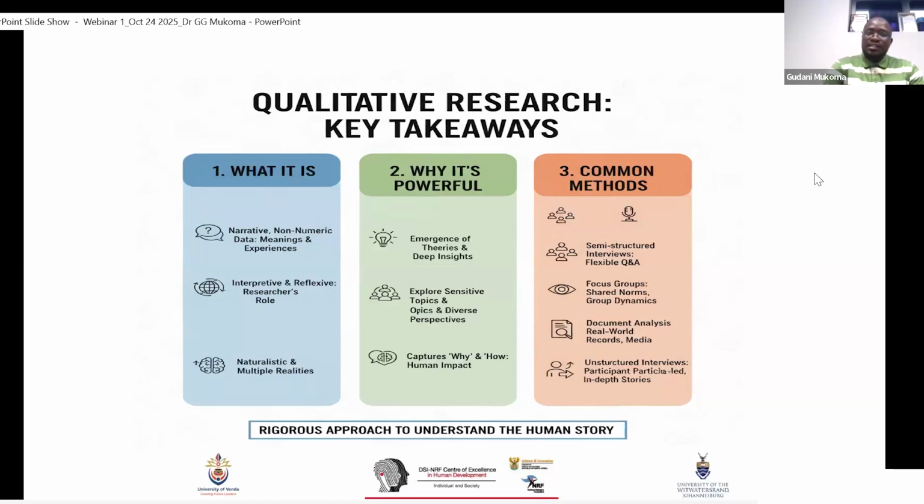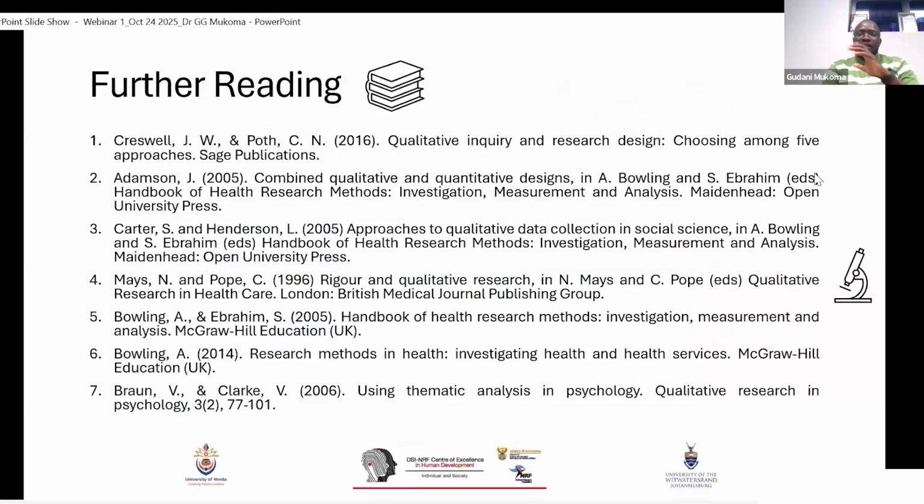So I hope all that is clear. These are some of the reading resources that I have found to be very useful, and I think they could help you as well if you are to conduct qualitative research and want to learn further: how do you do it, and how can you design your study as such?